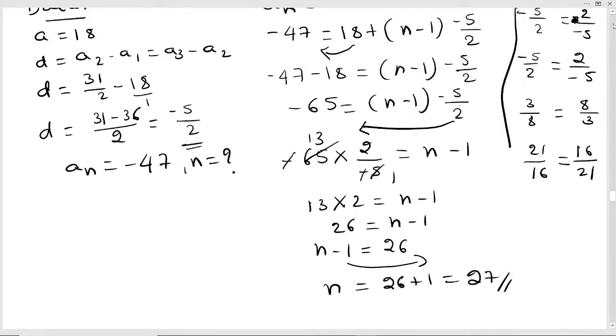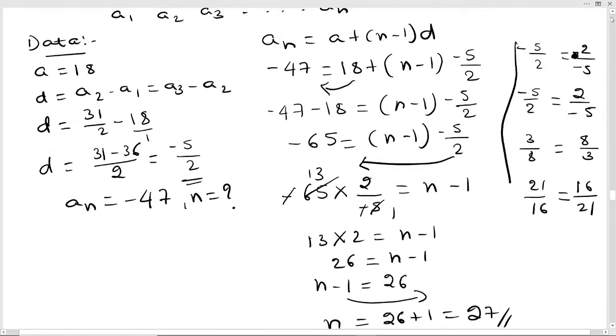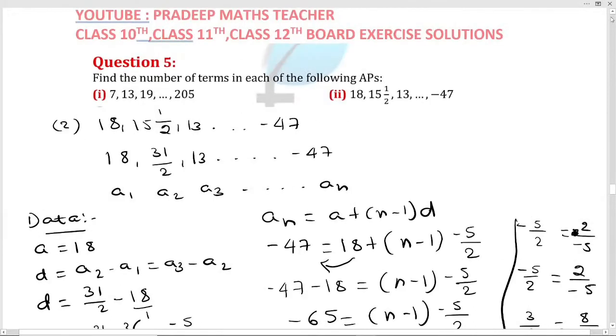Now what is the meaning of this? Therefore the 27th term will become -47.